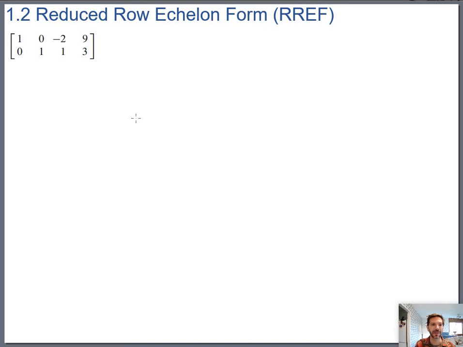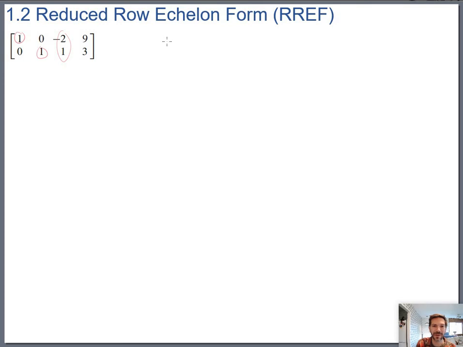We could just start by writing down x1, x2, x3 equals. But notice the pivots. Let's point that out first of all. There's a pivot here, and there's a pivot here. There's another column, there's another variable. All right, so apparently x3 is going to be a free variable, but let's take a look at that.